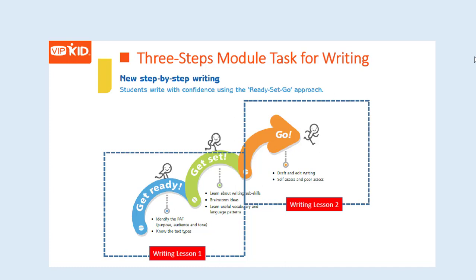Now moving on to the second lesson, lesson 9, for the writing lesson, your student will begin to use writing sub skills. They'll start actually creating, and they'll have drafts, and they'll edit the writing, and then they will begin to self-assess, and we'll get into that further in a little bit.